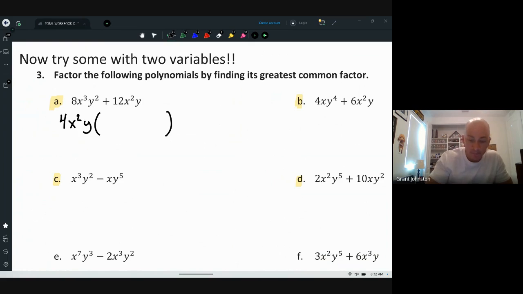Okay. So I would need it for this term, working with the first term there. If I factored out a 4, I would have a 2. If I factored out x squared, I would just have x to the 1st. And if I factored out a y from y to the 2nd, I would just have y to the 1st.